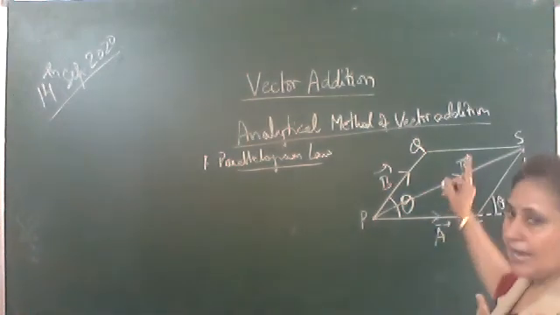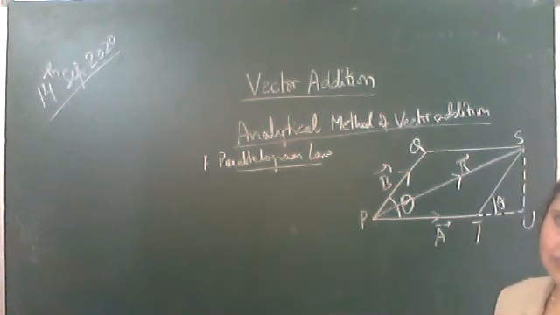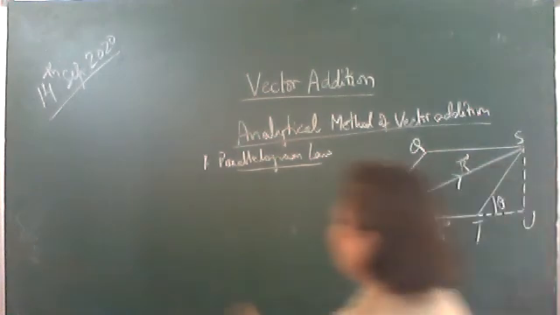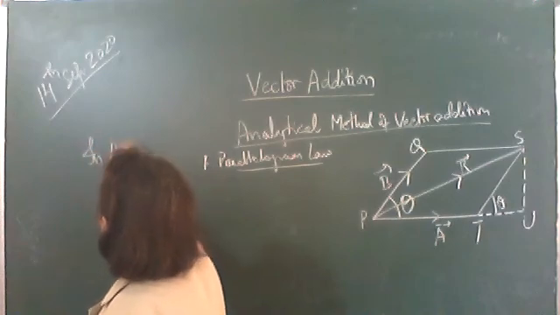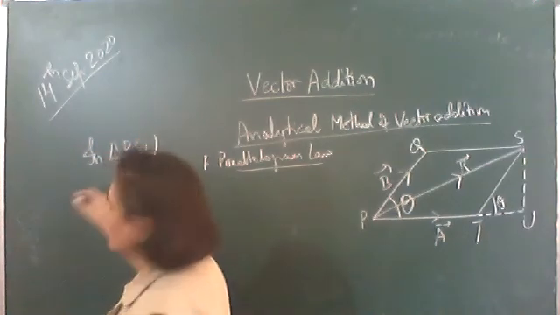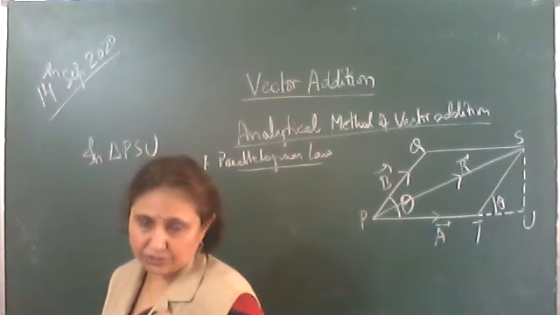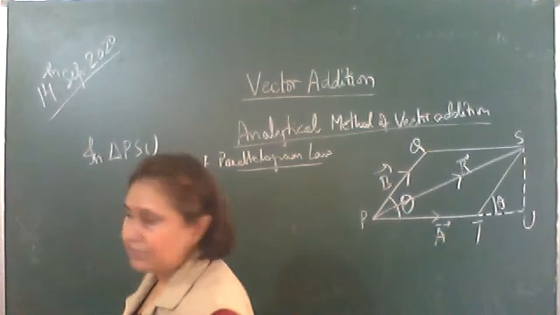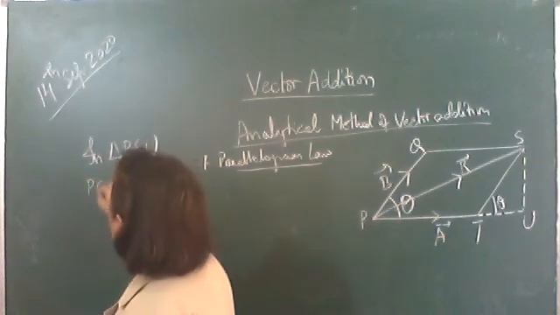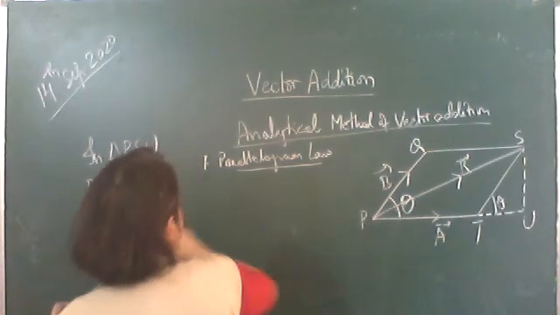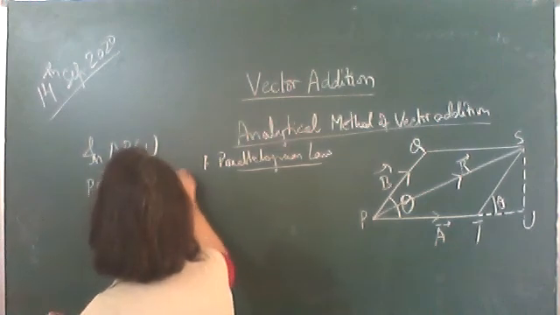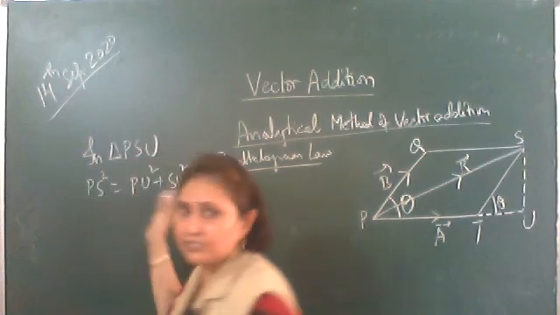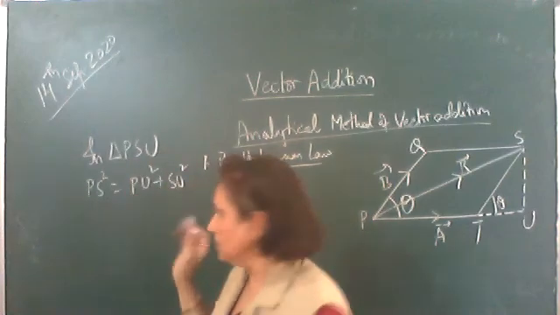To find the magnitude of the resultant vector, we'll use the Pythagoras theorem. Okay, so in triangle PSU, which is a right angle triangle, we are using the Pythagoras theorem. Pythagoras theorem is PS square is equal to PU square plus SU square. This is the Pythagorean: hypotenuse square is equal to perpendicular square plus base square.